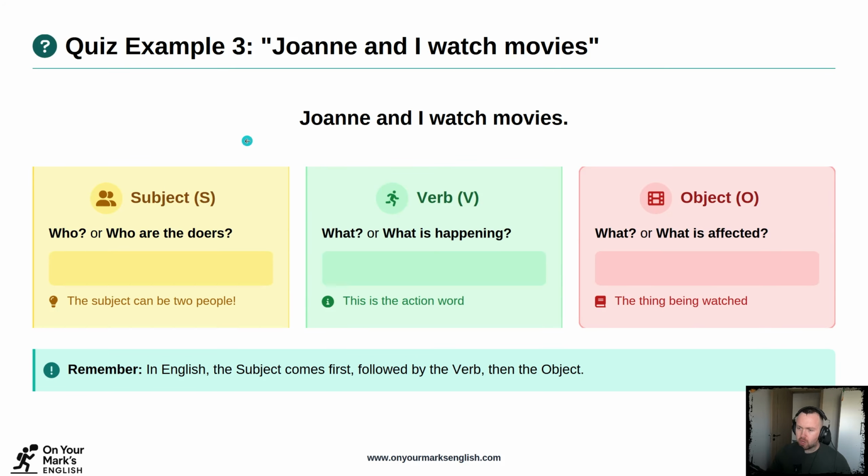Let's look at another one. Joanne and I watch movies. 10 seconds. Find the subject, verb, and object. Go.